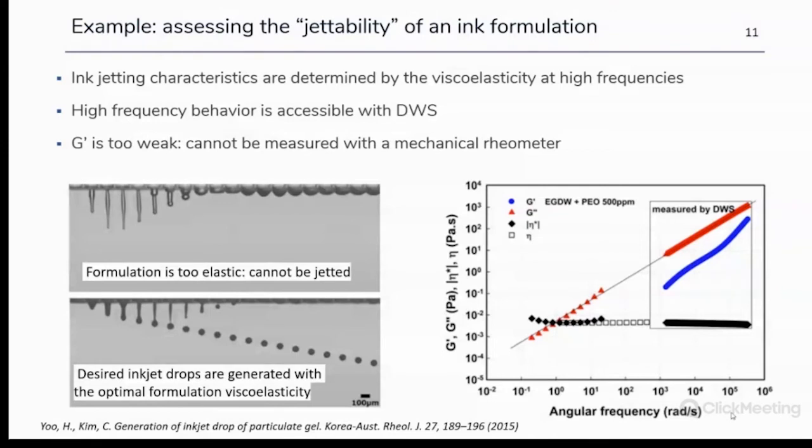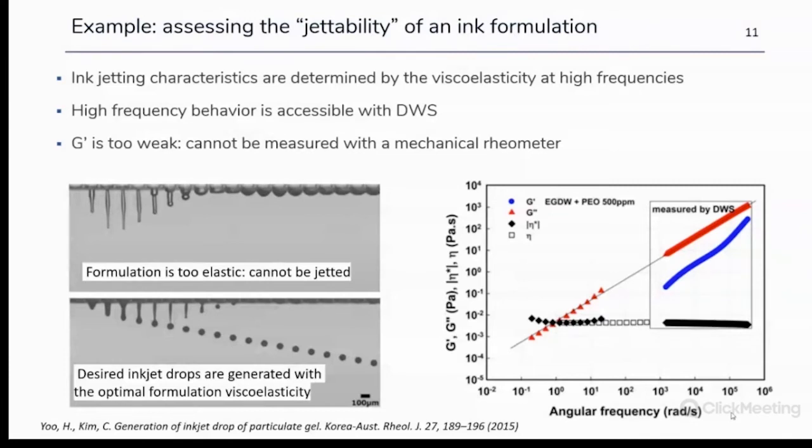In order to determine if the formulation can be jetted, we can look at the images that you see on the left side of this slide, in which you see the drop being injected as a function of the time. In the upper example, you see that the formulation was too elastic to be properly jetted. What happens is that the drop goes through and then bounces back against the nozzle. So we cannot generate actual inkjet drops with this system. And so this formulation is not jettable as the requirements would be.